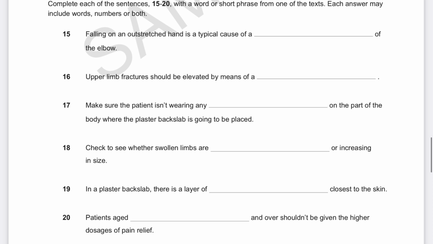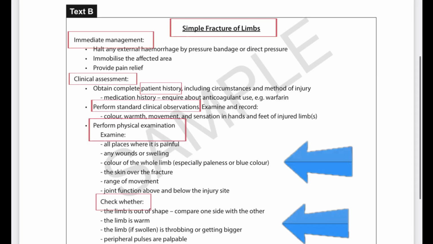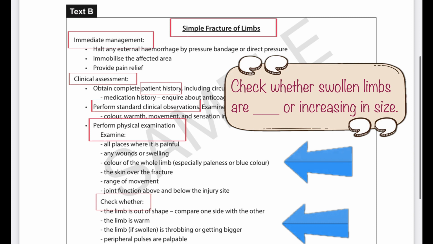Number 18. Check to see whether swollen limbs are blank or increasing in size. So keywords are check whether. So knowing the keywords in the extracts, we know that we should go to text B because that's where clinical assessment is, and we actually saw the keywords check whether in text B while we were skimming it in the beginning. And now we scan for the answer.